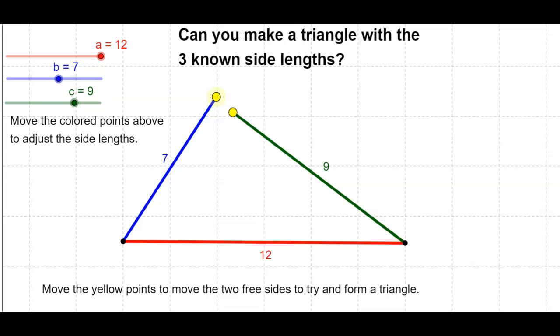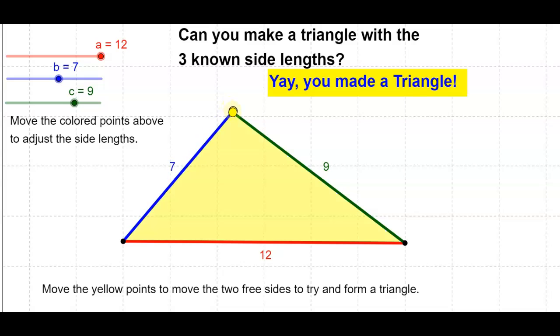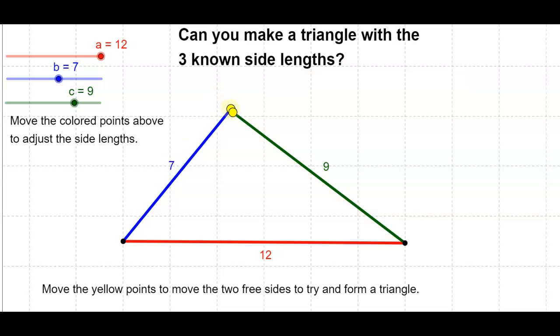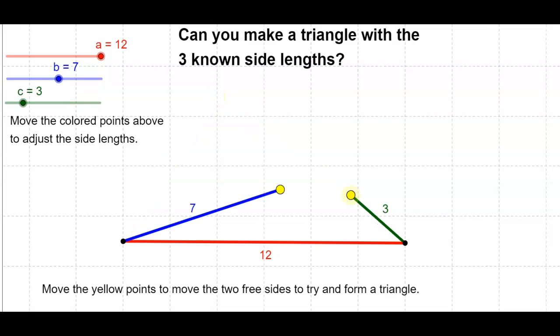Let's take a look at sides 7, 9, and 12. If I were to drag this blue side, you can make a triangle. So you can kind of see that. In this particular example, we were able to make a triangle. The sides were 7, 9, and 12. In the other problem, the sides were 7, 3, and 12, and we could not make a triangle.